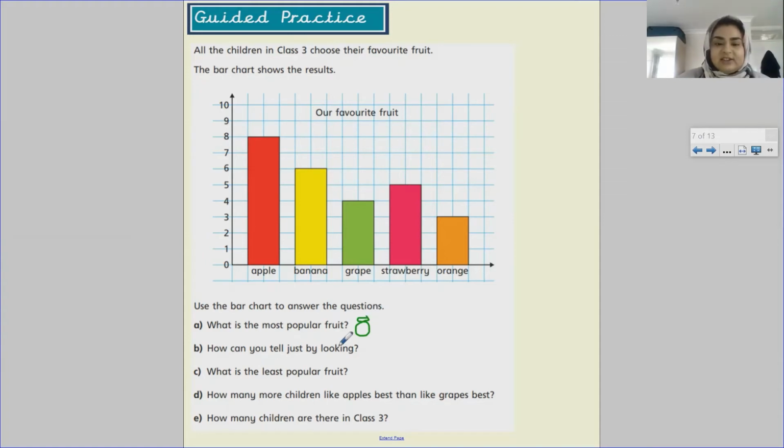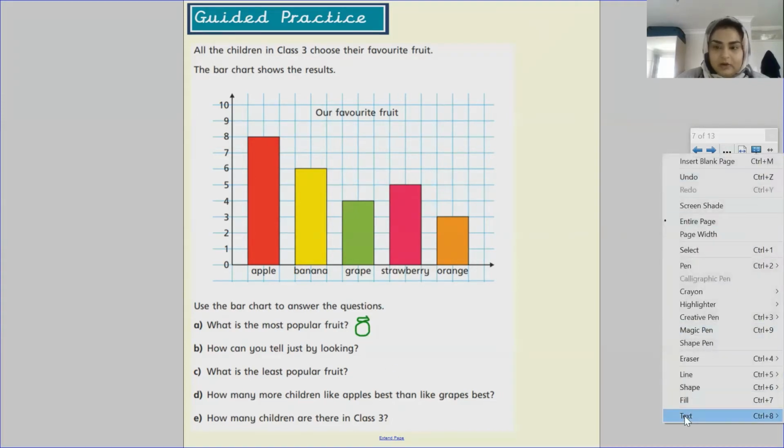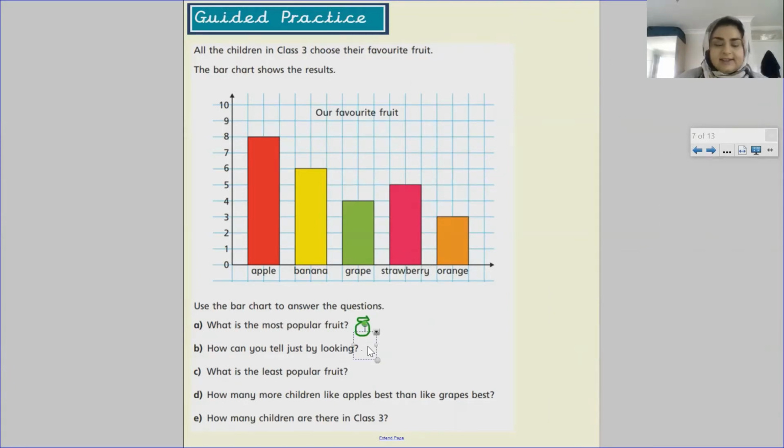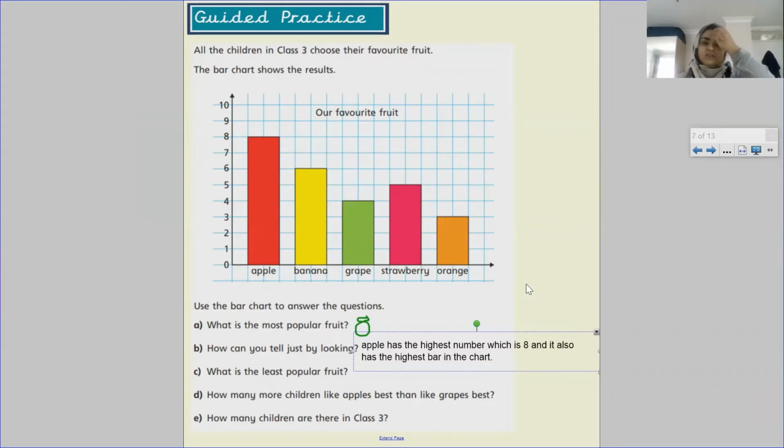Fantastic. Now it says, how can you tell just by looking? The reason I can tell by looking is because apple has the highest number on the bar chart, and it is the tallest bar in the chart. So I can tell because apple has the highest number, which is 8, and it also has the highest bar in the chart. So that is how you should be answering it.